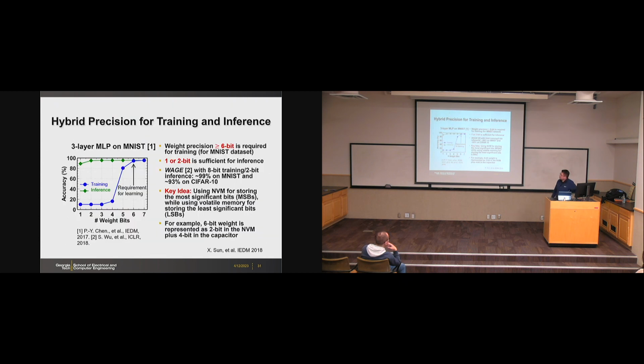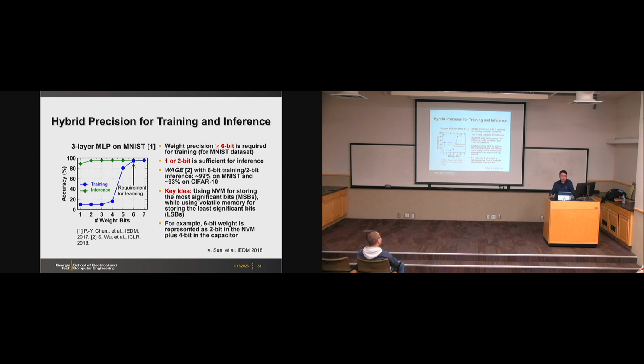So here, let's think about the training. So far we talked about the inference. Training requires more precision than inference. So for the simple MNIST data set, the idea is that we can encode the MSB using the non-volatile memory. But then for the LSB, because you need to update the weight anyway, those updates mostly occur from the LSB. So we want to use some volatile memory to do the LSB.